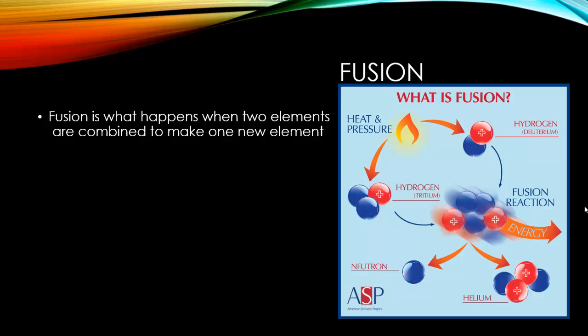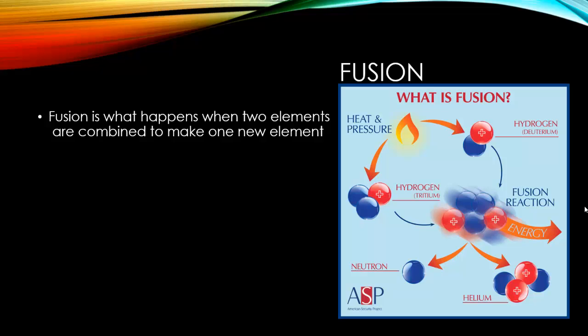To start, we're going to go over the different types of events that can happen with the nucleus of an atom. So first up is fusion. Fusion is exactly what its name sounds like. You are fusing things together. So it's what happens when you take two elements and you combine them to make one new element.